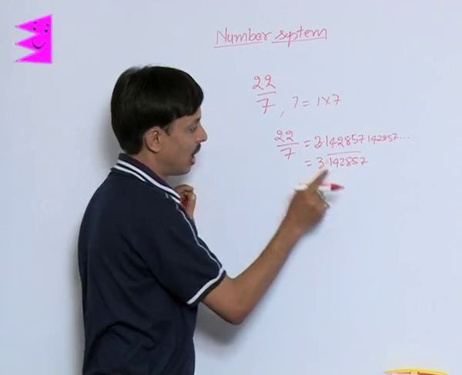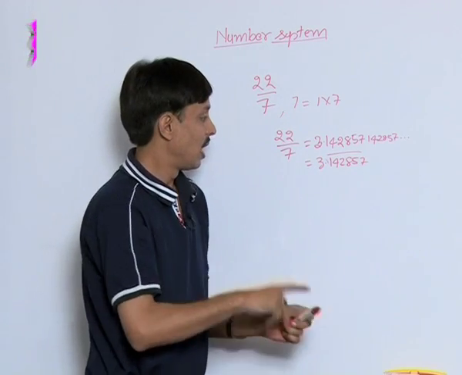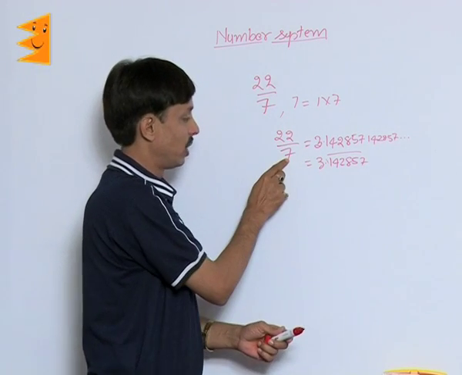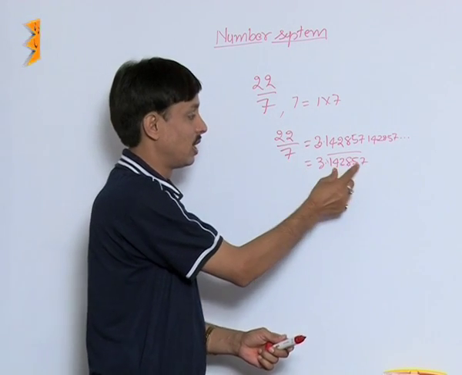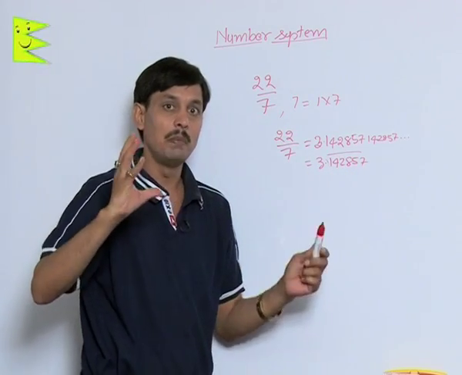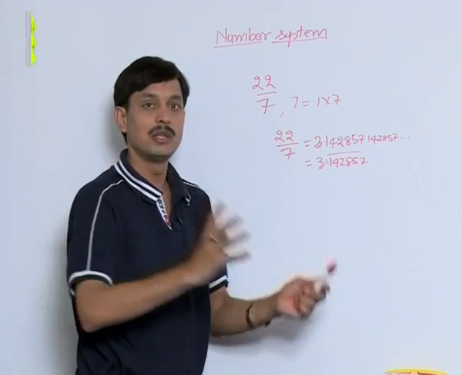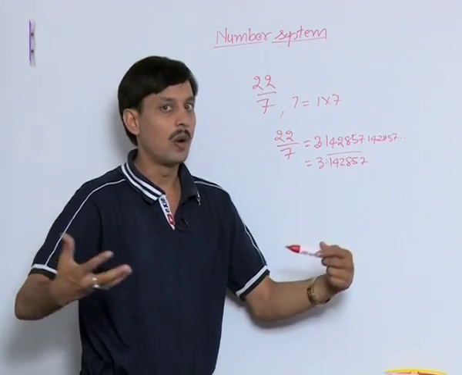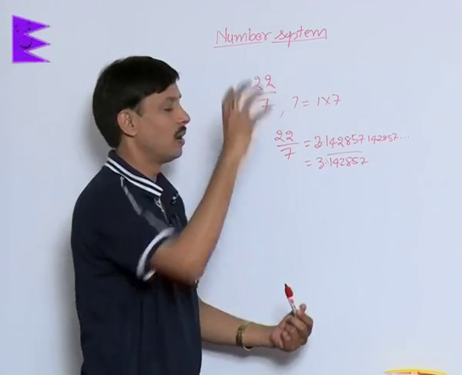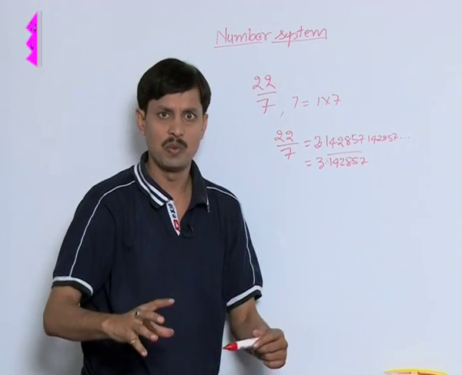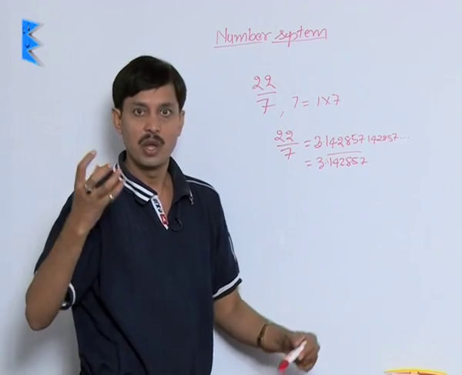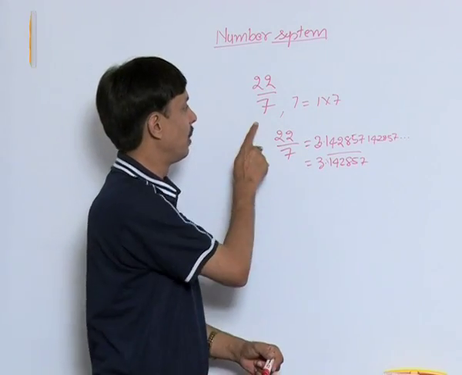That is 3.142857 bar. How many places are taken? 1, 2, 3, 4, 5, 6. What is the denominator here? 7. 7 minus 1, 6. So repetition will begin after how many places? 6 places or before it. So this is the way of expressing rational numbers in their decimal form, the simple division. Only a thought, skill, or trick needs to be remembered.